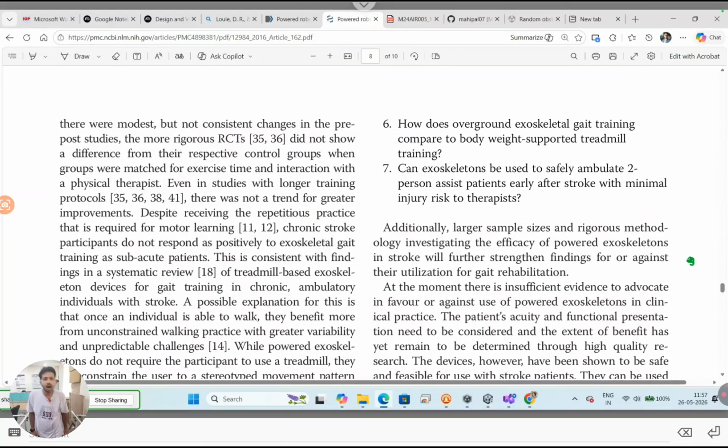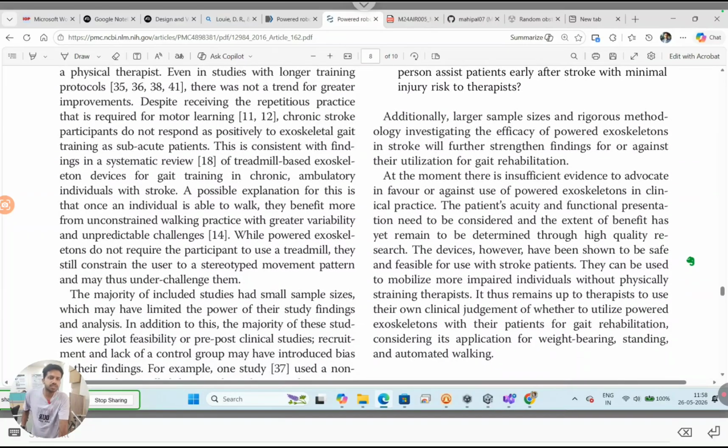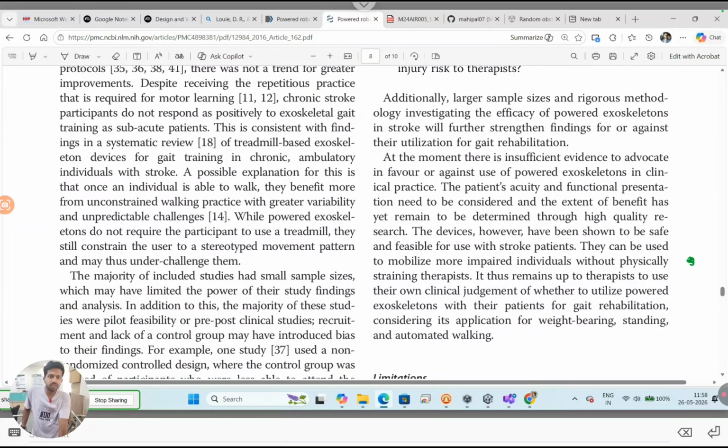So number 6, how does overground exoskeletal gait training compare to body weight supported treadmill training? Can exoskeleton be used safely to ambulate and assist patients early after stroke with minimal injury risk to therapist? Additionally, large sample sizes and rigorous methodology investigating the efficacy of powered exoskeleton in stroke will further strengthen findings for or against their utilization for gait rehabilitation.